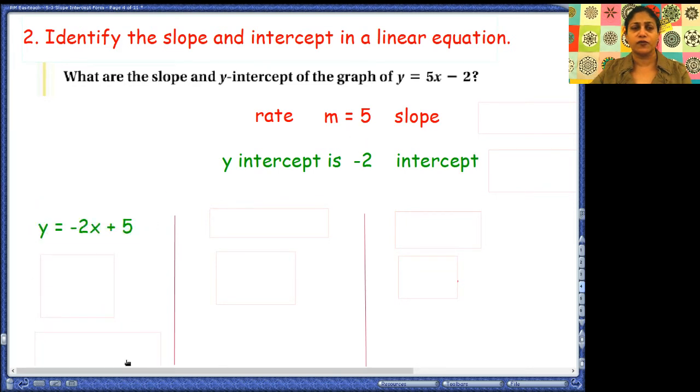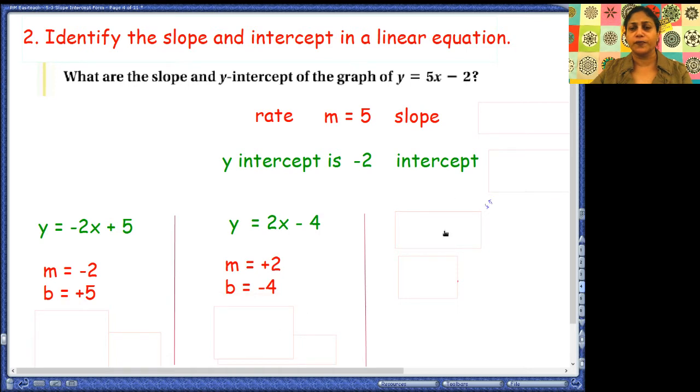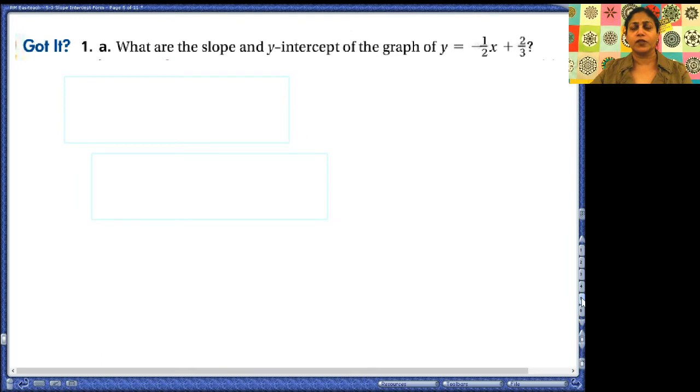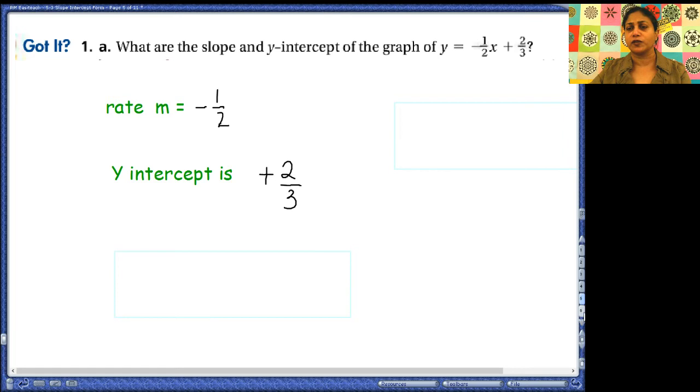So let's look at a few. In this one, m is negative 2, b is positive 5. In the second one, we have 2, negative 4. And here we have m is 0 and b is negative 7. So look at this equation and tell me what is the slope and the y-intercept. M is negative half and b is 2 over 3.